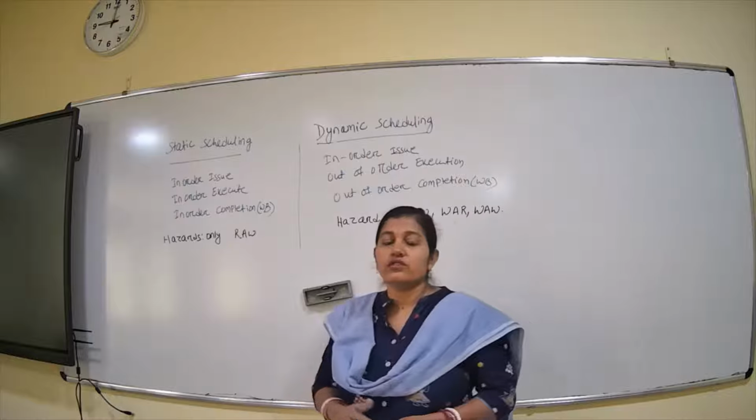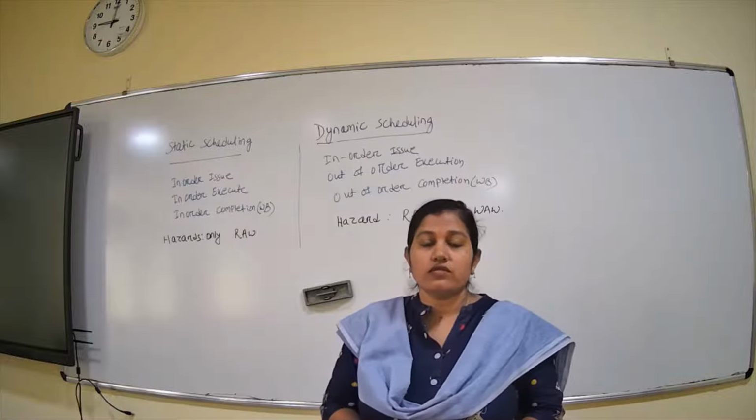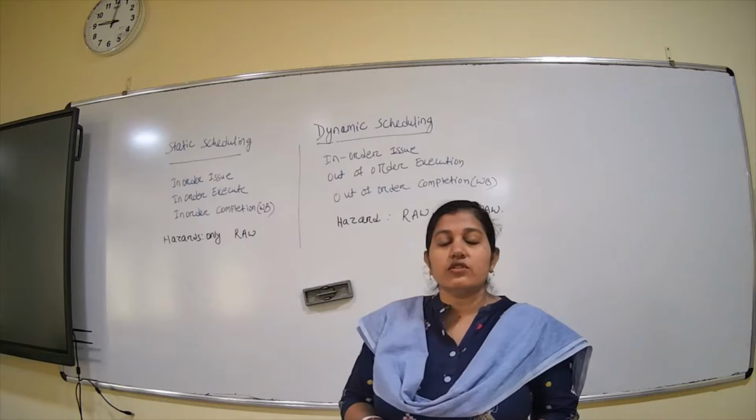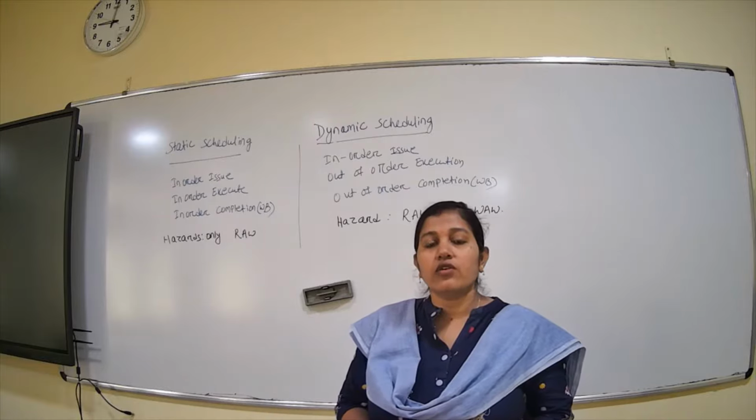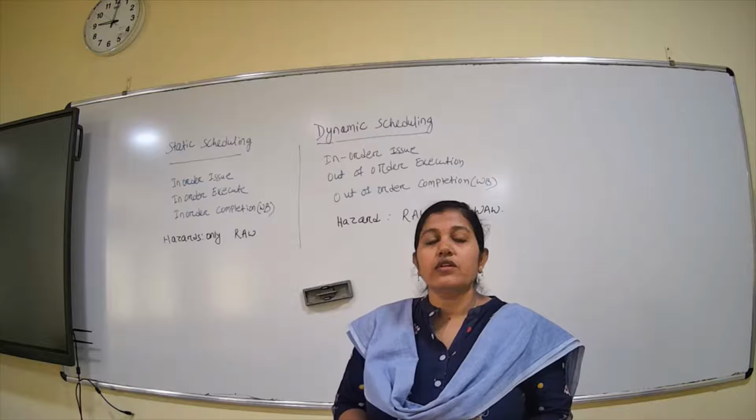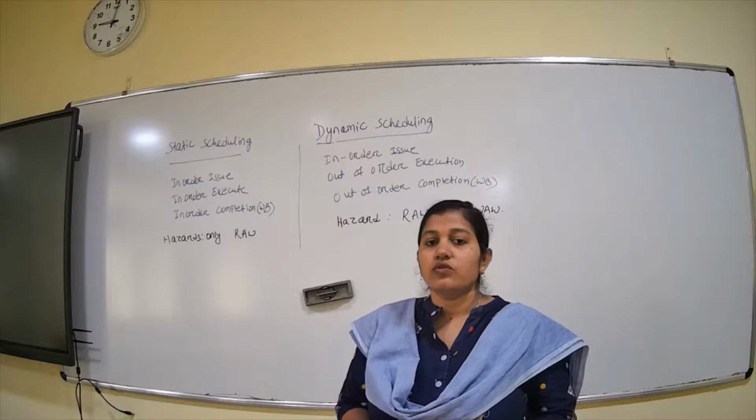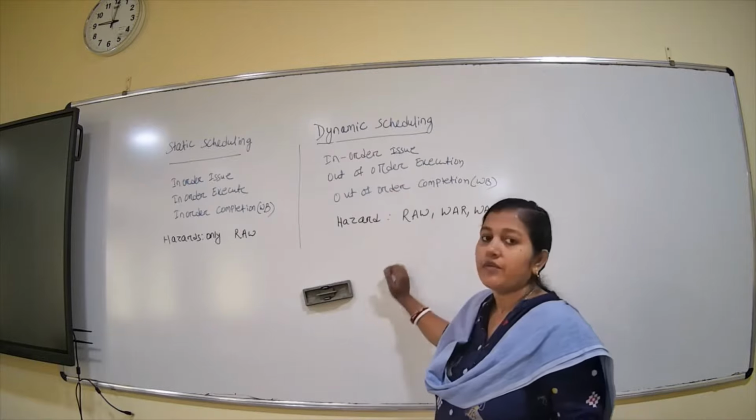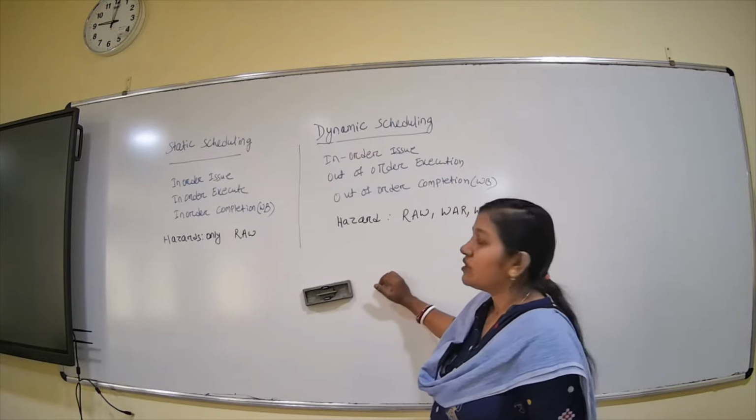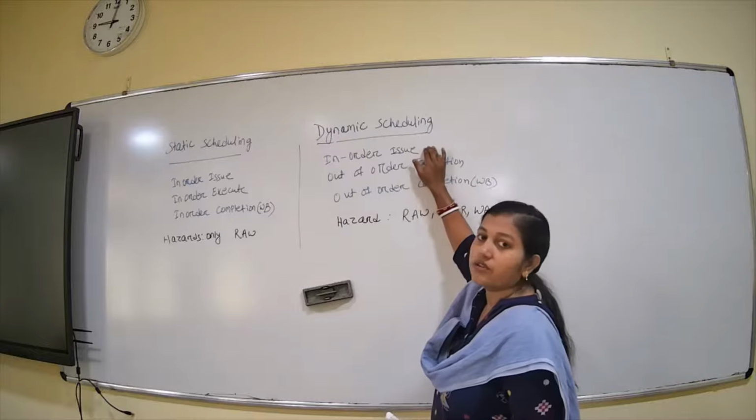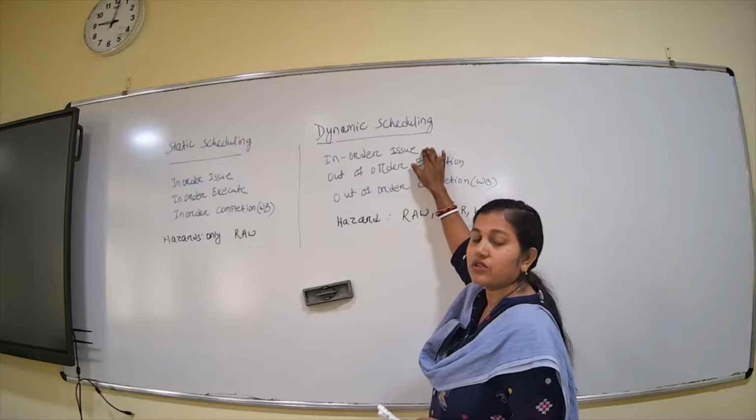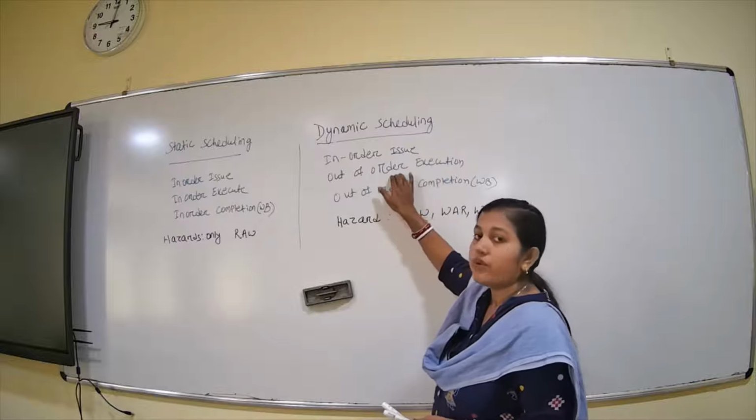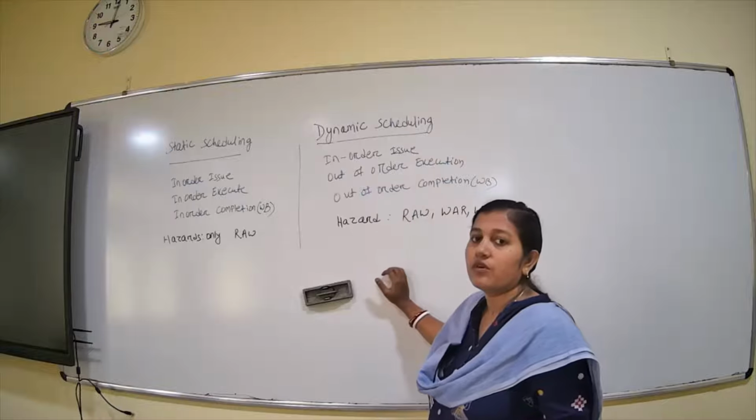If an instruction stalls because of a dependency, the instructions that come later also go through stalls. To minimize that, we use dynamic scheduling. So in dynamic scheduling, what are we doing? In-order issue, one by one the instructions enter the pipeline. Then out-of-order execution, out-of-order completion.